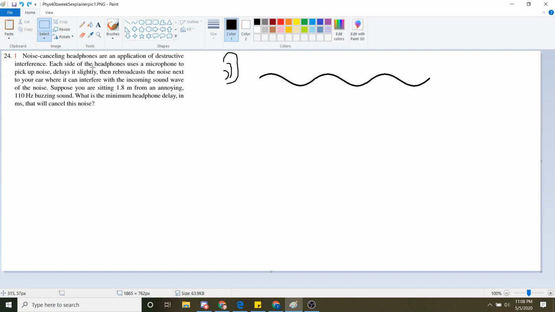Going over problem number 17.24, it asks: noise cancelling headphones are an application of destructive interference. Each side of the headphones uses a microphone to pick up noise, delays it slightly, then rebroadcasts the noise next to your ear to interfere with the incoming sound wave of the noise. Suppose you're sitting 1.8 meters from an annoying 110 Hz buzzing sound. What is the minimum headphone delay in milliseconds that will cancel this noise?